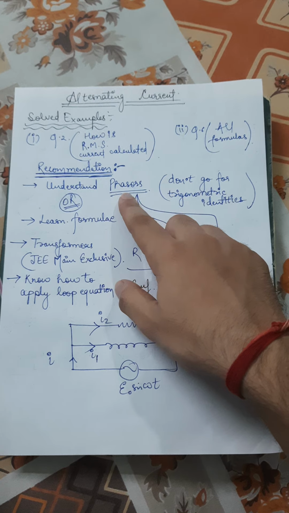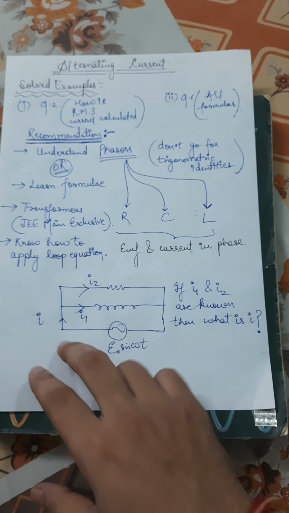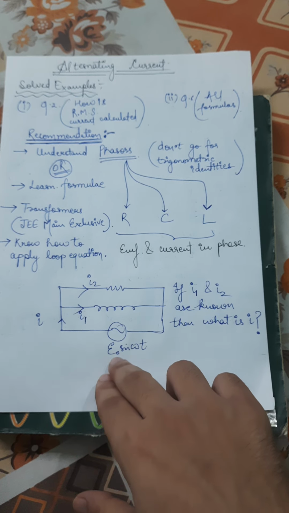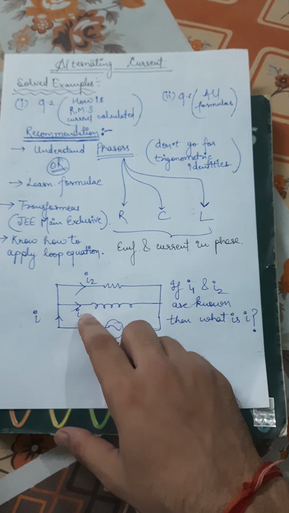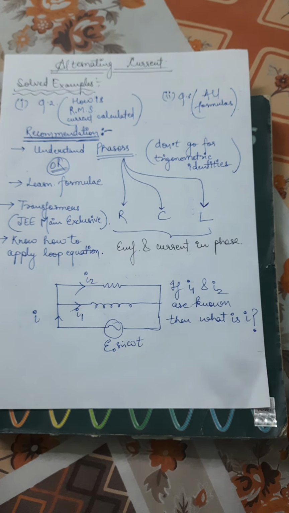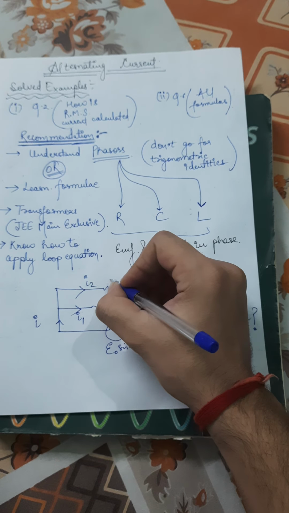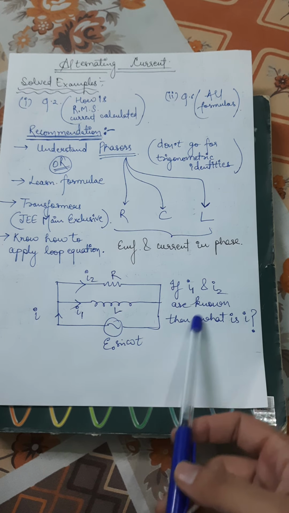Now why I was saying that you should understand phasors is this question. See, this is an alternating current, E equal to E naught sine omega t. I is the current going. Then I1 is distributed in this inductor. This is an inductor, this is an inductor and this is a resistance. So I1 and I2 are distributed. Now if I1 and I2 are known, then what is the value of I?